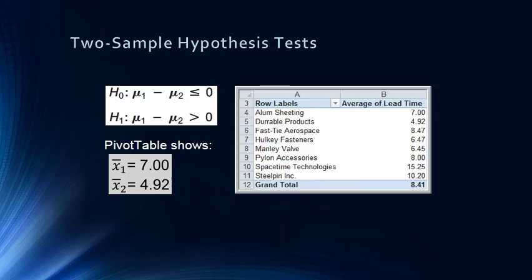So here we set up the hypothesis test, and we say that the supplier 1 mean minus supplier 2 mean is less than or equal to 0, or the alternate, that supplier 1 mean minus supplier 2 mean is greater than 0. Here in the pivot table, where we look at the average lead time for the suppliers, we see that the sample mean X1 bar is 7 for alum sheeting, and the sample mean X2 bar is 4.92 for durable products.